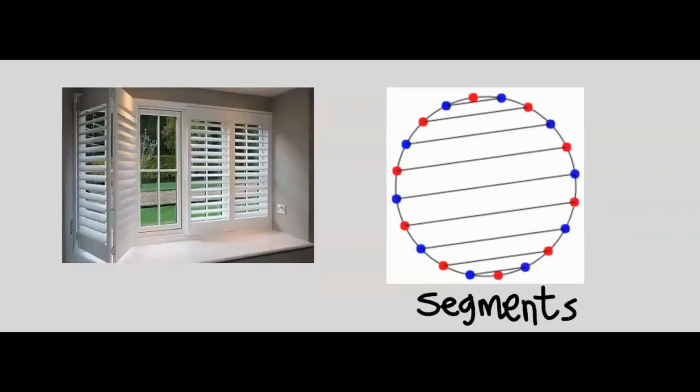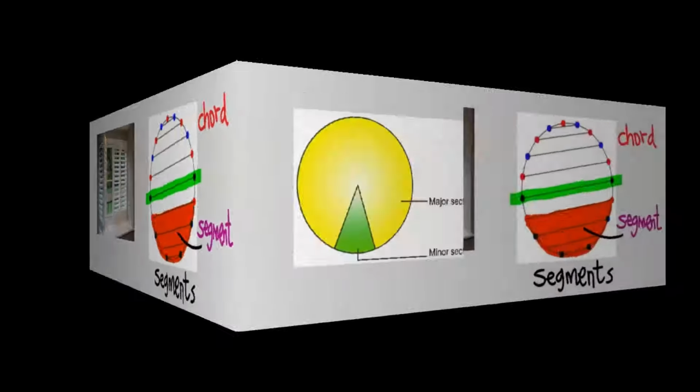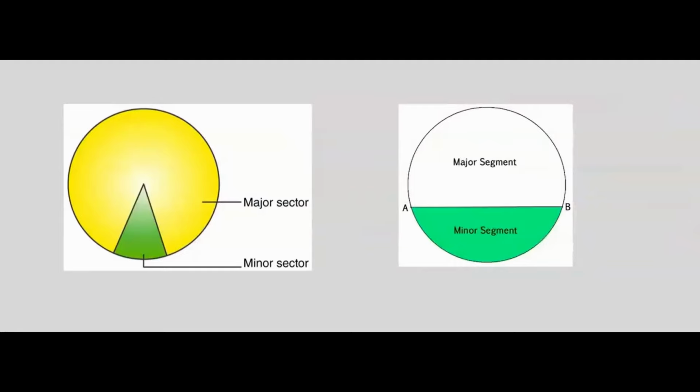A segment, rather, splits a circle horizontally like a window blind, except for the diameter. But every other line here is known as a chord. A shaded area within the chord is known as a segment. We have the major sector and the minor sector. Likewise, we have the major segment and the minor segment.